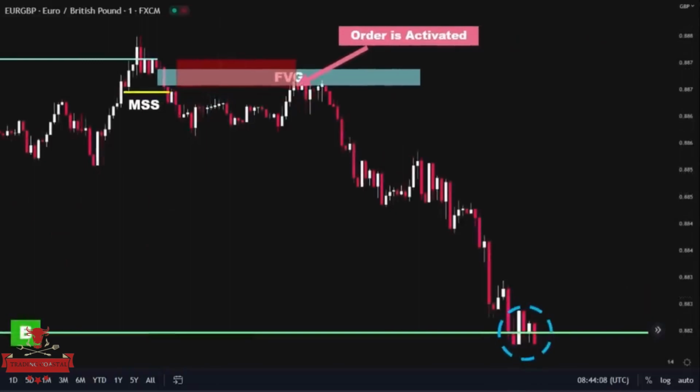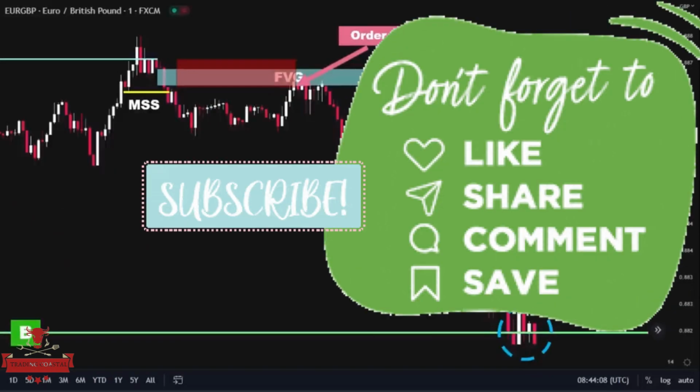Before using any trading strategies in your real account, you should backtest those strategies for almost 100 trades in at least 1 year.